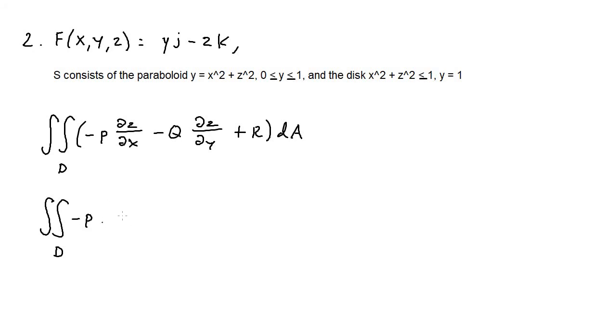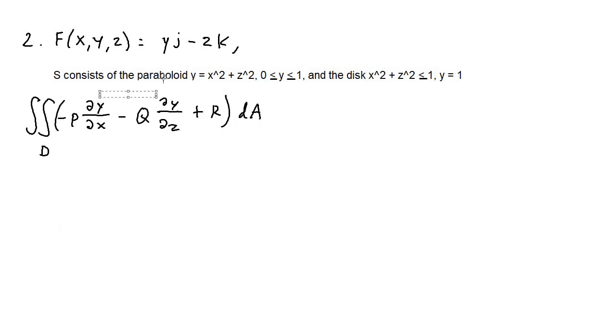and this time it's not going to be the partial derivative of z, it's going to be the partial derivative of the y equation with respect to x, minus q times the partial derivative of y with respect to the other variable. So we already did x, so now the other variable is going to be z. And then we have plus r times the entire thing times dA. So let's go ahead and rewrite what's inside of the formula for the double integral.